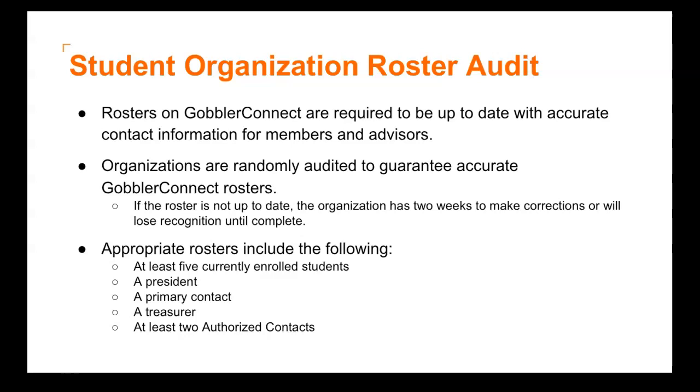There are at least 5 members listed. There is a president, primary contact, treasurer, and at least 2 authorized contacts. Organizations out of compliance have a 2-week correction period to update the roster. If the organization does not correct the roster, the organization will lose recognition until the changes are complete.